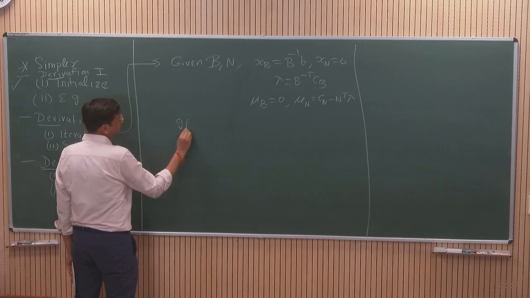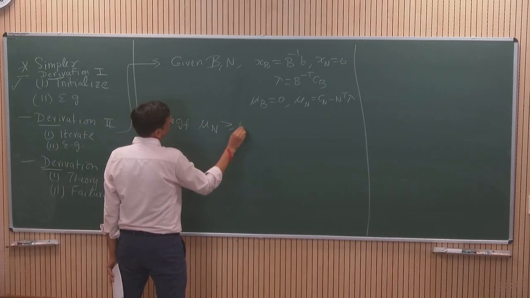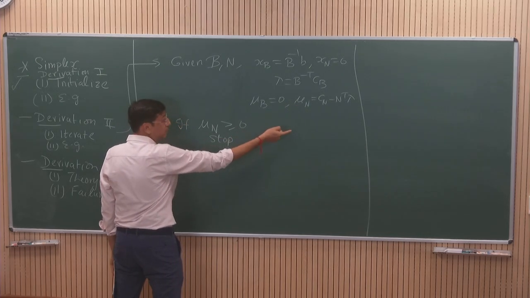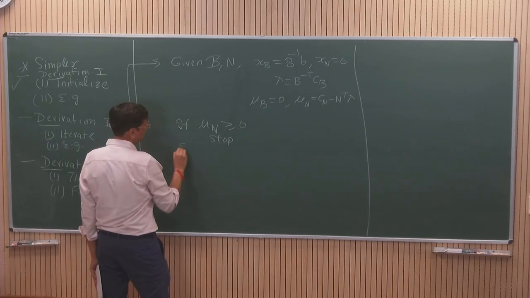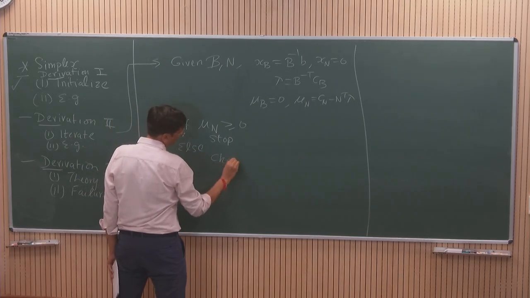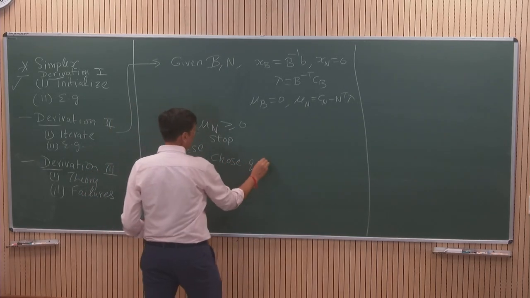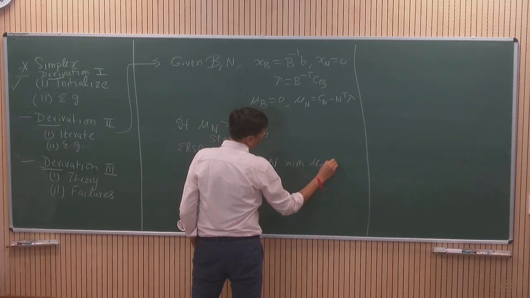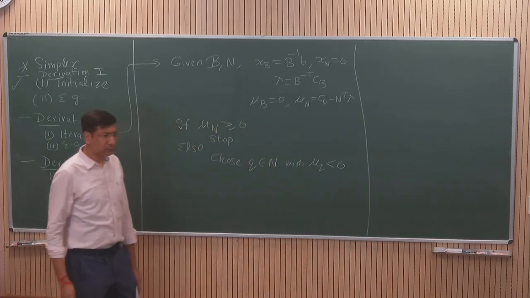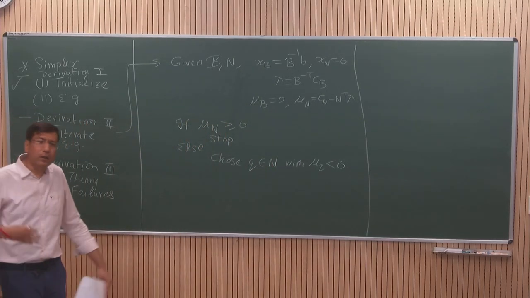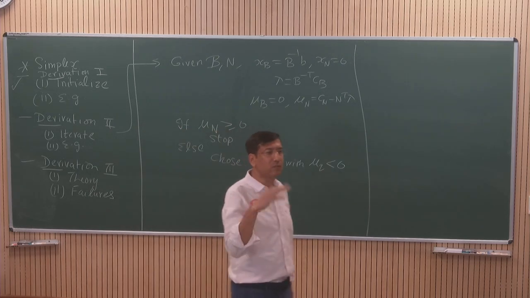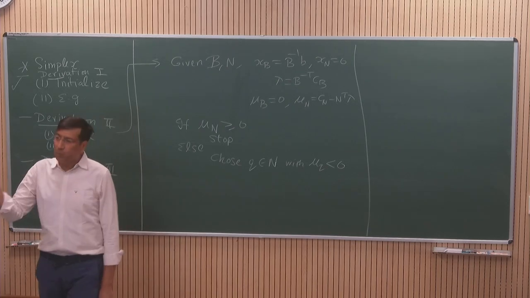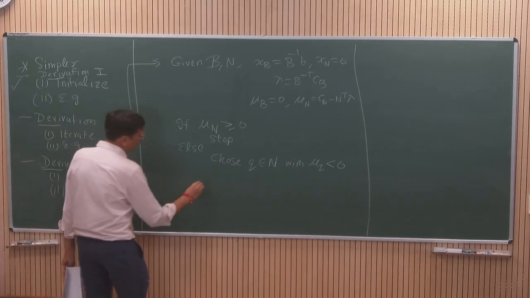So we are saying if mu N is greater than or equal to 0, meaning all the components of mu are greater than or equal to 0, then you stop. Else you choose a q belonging to the N set where mu q is negative. It could happen that not all components of mu N are negative. It could be one is positive, one is negative, and so on. But pick an index, and if there are multiple, pick any one. You can pick the first one, and then we follow certain steps.